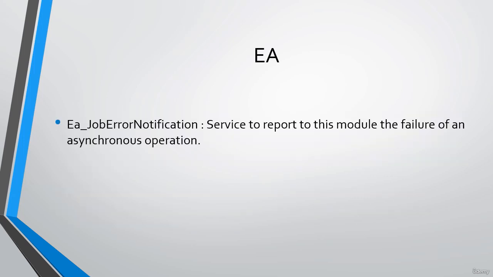The next API is EA job error notification. This reports the failure of an asynchronous operation. So if some operation was happening and it failed, then this notification will be called.